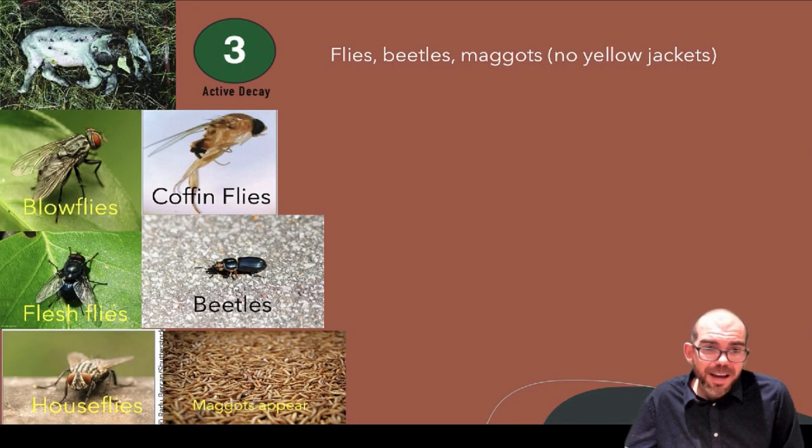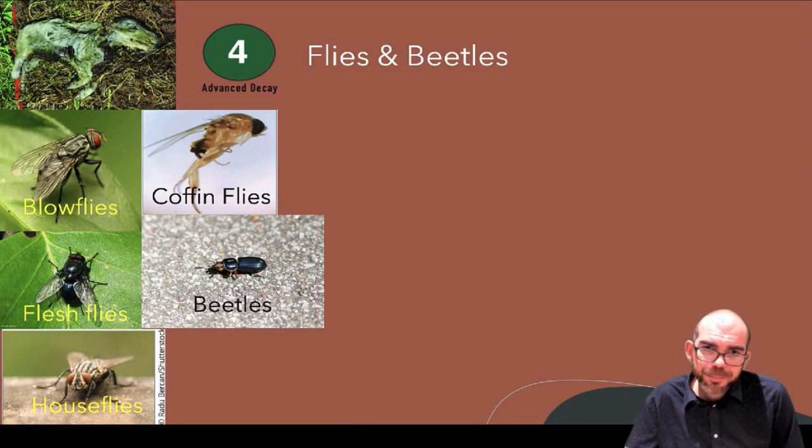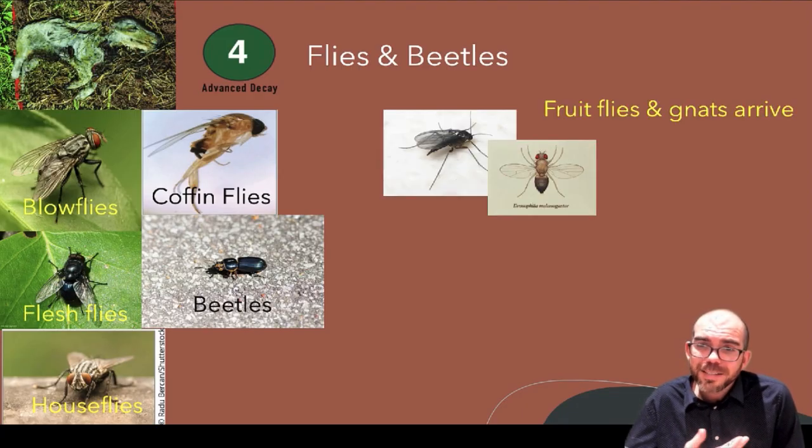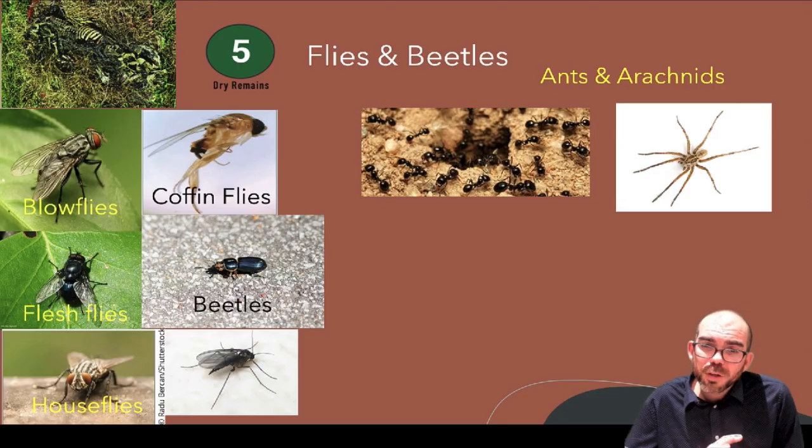During active decay, I still have a lot of flies, I still have a lot of beetles, I have some maggots, yellow jackets have left, they're no longer interested. But this is a point where roaches will begin to enter onto the corpse. When we get to advanced decay, we don't really have any roaches. We still have some flies, some beetles, but we'll get some fruit flies and gnats that arrive later on in the decomposition process. And with our last phase, the dry remains, we'll still have some flies and some beetles. But this is when you get other organisms. You'll get ants and you'll get arachnids, so spiders and scorpions.